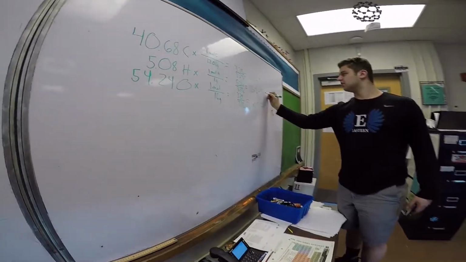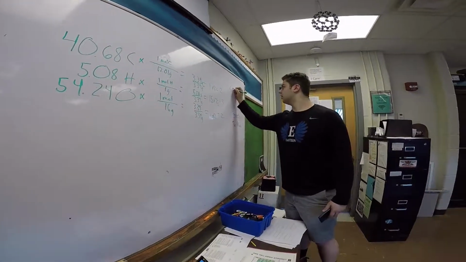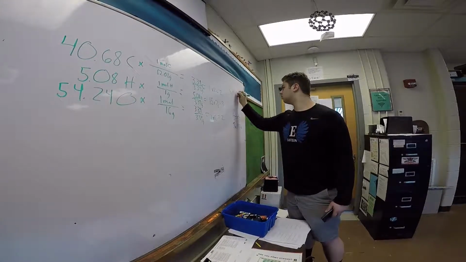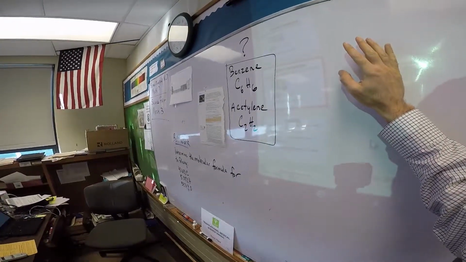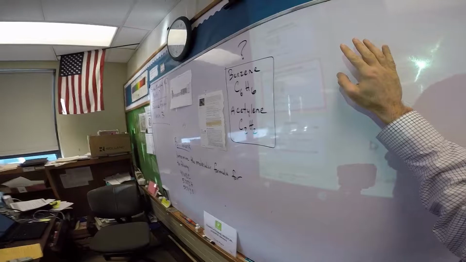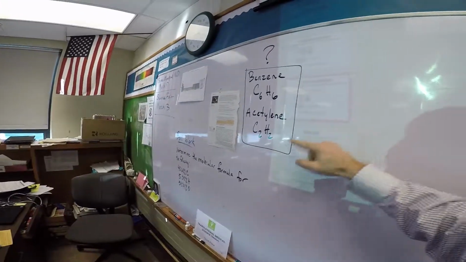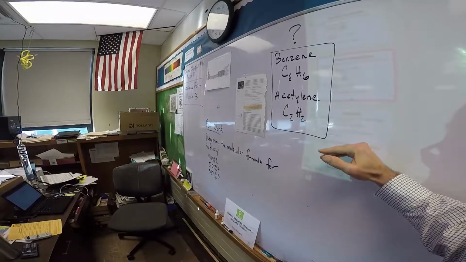Then you just do your formula, C, H, 3. What's the empirical formula for benzene and acetylene? Jake? C8H8. No, you're close. It's CH. So this will all reduce down, right, to CH.